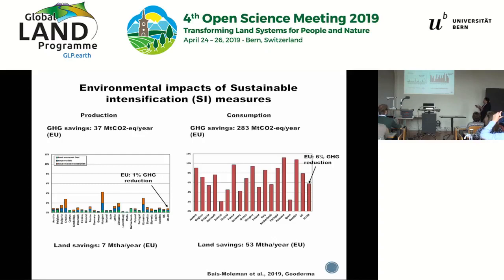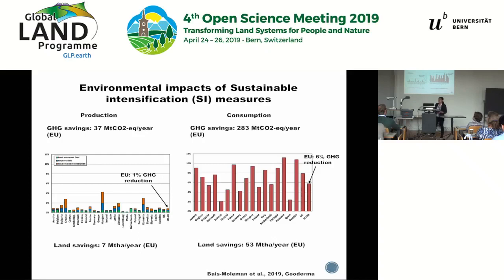But this also includes 50% of the embodied greenhouse gas emission savings in trade due to the reduction of imports, mainly from South America. So shifting to the recommended diet could potentially reduce the EU's total anthropogenic greenhouse gas emissions by 6%, while combining all the production side measures could only contribute a 1% reduction.